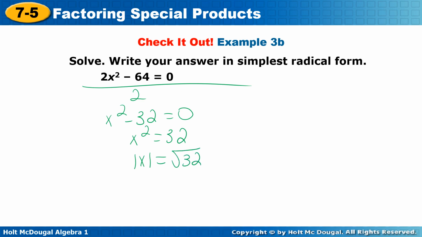32 is not a perfect square, so we're going to have to break that down. But let's go ahead and isolate that. Get rid of the absolute value first. So x would be positive or negative. Now let's simplify that. 16 goes into 32 2 times. So it's going to be positive or negative 4 root 2. Negative 4 root 2 and positive 4 root 2.